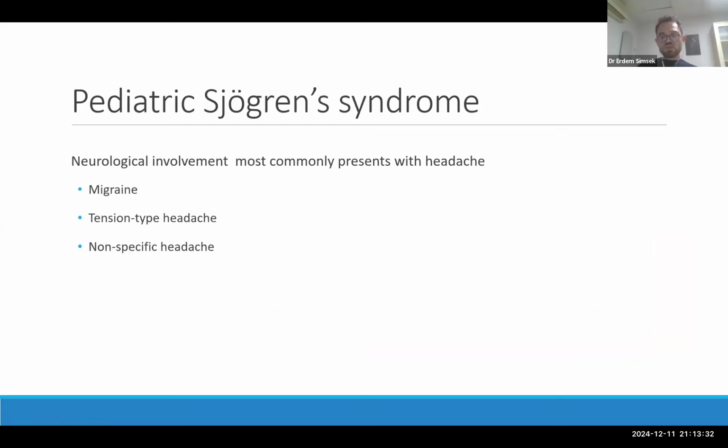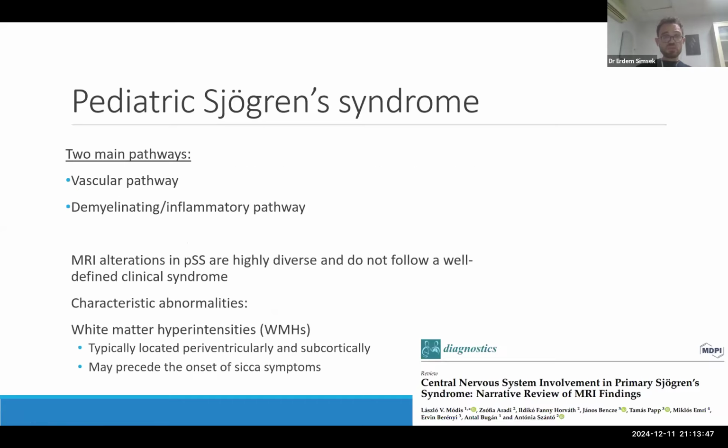So it's important to highlight that pediatric patients with Sjogren's syndrome can present with neurological involvement, and it's most frequently in the form of headaches. These headaches can be migrainous, tension type, or non-specific in nature, as in our patient. MRI findings in pediatric Sjogren's syndrome are diverse, and the alterations often do not fit into a clear, well-recognized syndrome.